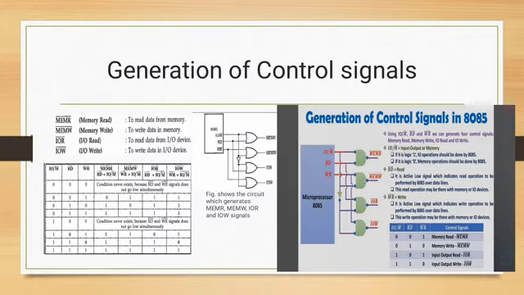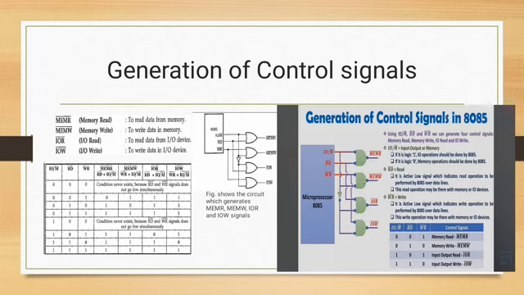So, in this slide, I am discussing how the control signals are generated. Using these three kinds of pins, IO/M, read and write, we can generate some control signals. Basically we can generate four kinds of control signals: memory read, memory write, IO read and IO write.